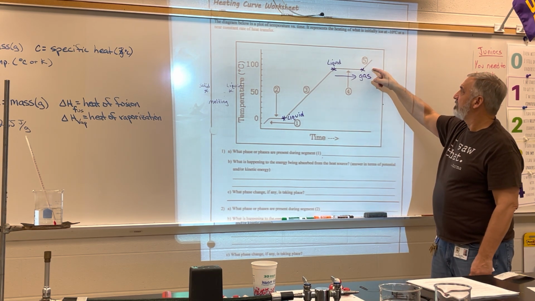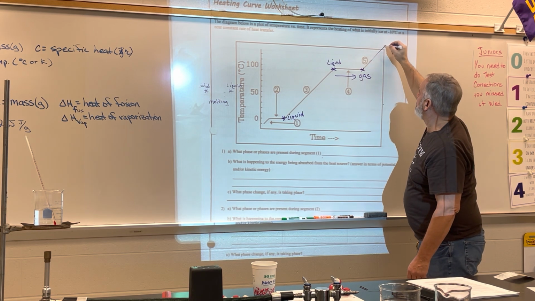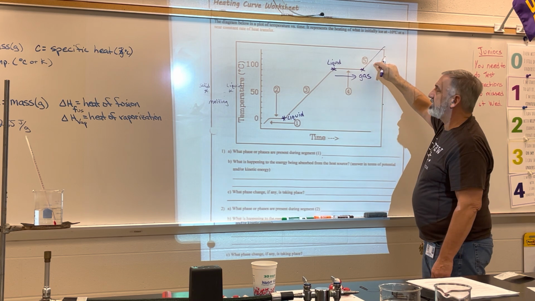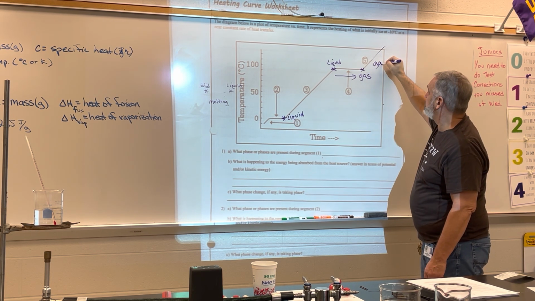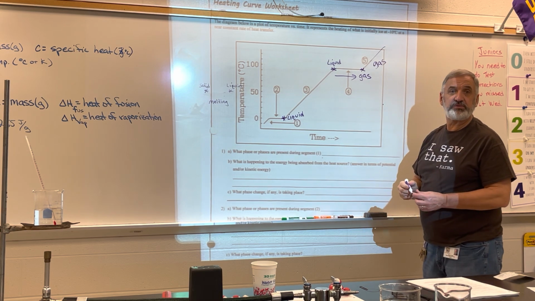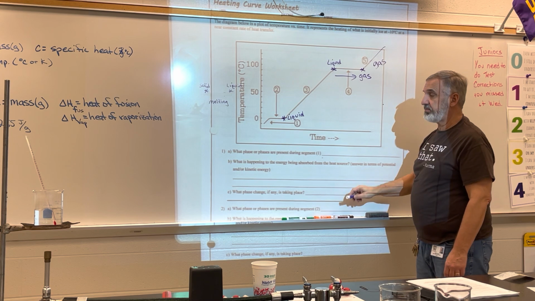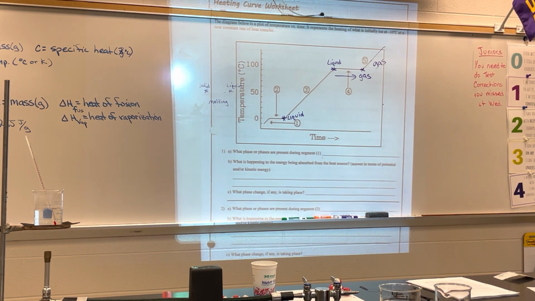Now, once I go above here, now what state is it in all the way up? And here's your answer, Ronnie. So in segment 5, what's the state now? It's all a gas. Okay? So is the temperature changing? Yes. So what type of energy is being absorbed? Kinetic. Are any phase changes happening now when it's in the gaseous phase?